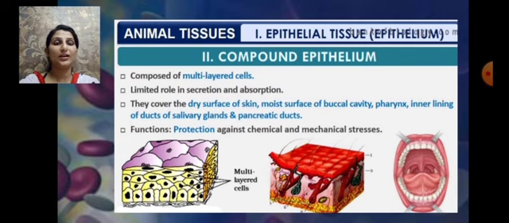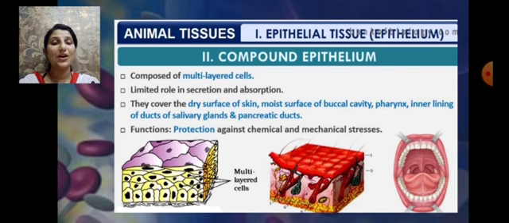Its locations are the dry surface of the skin, the moist surface of the buccal cavity, that is the inner lining of the buccal cavity, the pharynx region, the inner lining of the ducts of the salivary glands and pancreatic ducts. So these are the locations where the compound epithelium is present. As for its function, wherever there is wear and tear, it has to be lined by the compound epithelium. So the main function is protection against chemical and mechanical stresses, thus protection from wear and tear caused due to the release of certain secretions or against mechanical wear and tear.